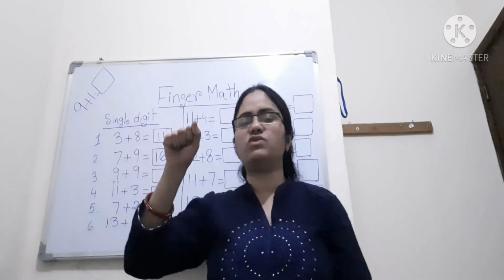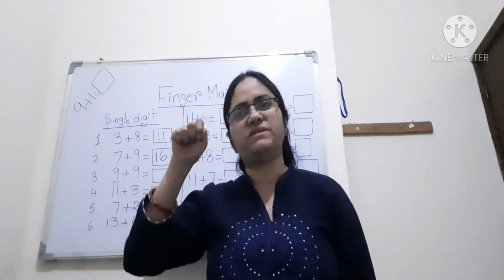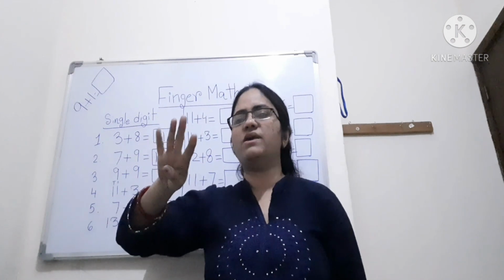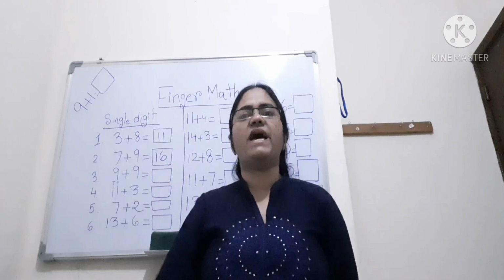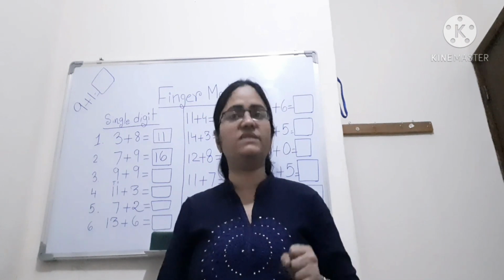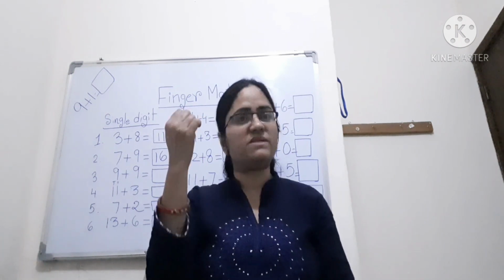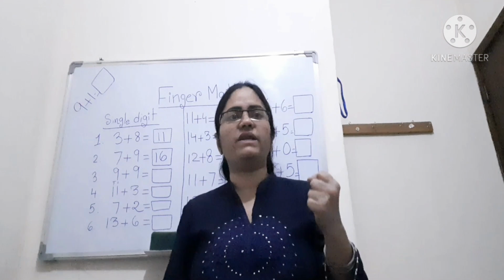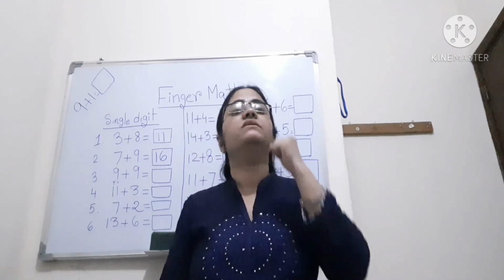The hand is representing 0 to 9. That means if I close all my fingers of the right hand, this is representing 0. Then 1, 2, 3, 4, 5, 6, 7, 8, 9. And my left hand is representing the tens place. So this one is the ones place and the left hand is the tens place.